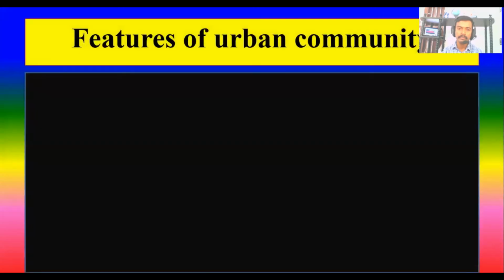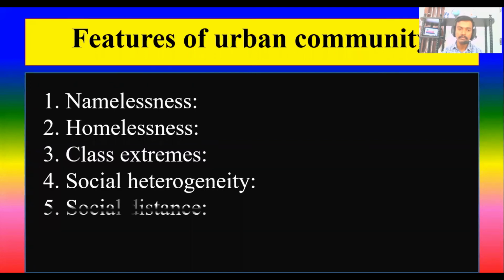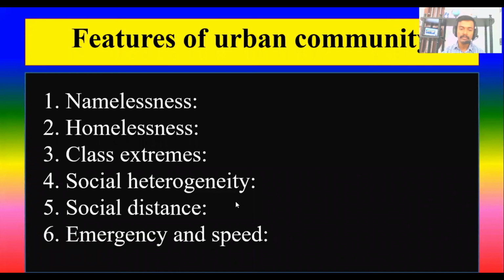Then features of the urban community: namelessness, homelessness, class extremes. Class extremes means the distance between rich and poor, low class and high class. Then social heterogeneity, multicultural, and social distance is very vast. Emergency and speed, people living busy lives. Do you have experience of cities like Chennai, Mumbai? When you go to those cities, you may experience all these features.